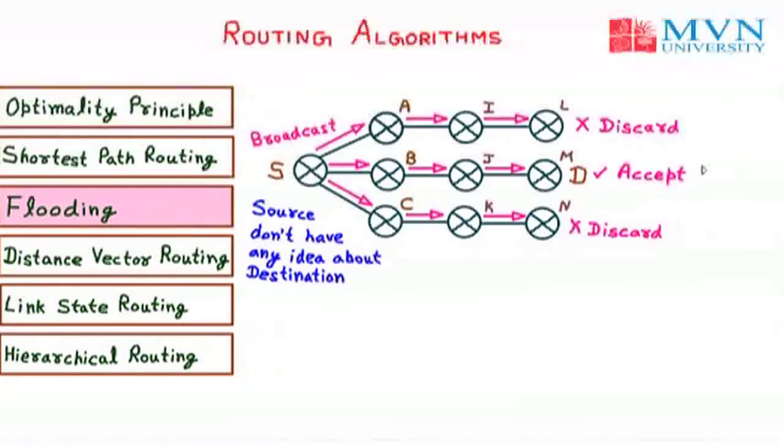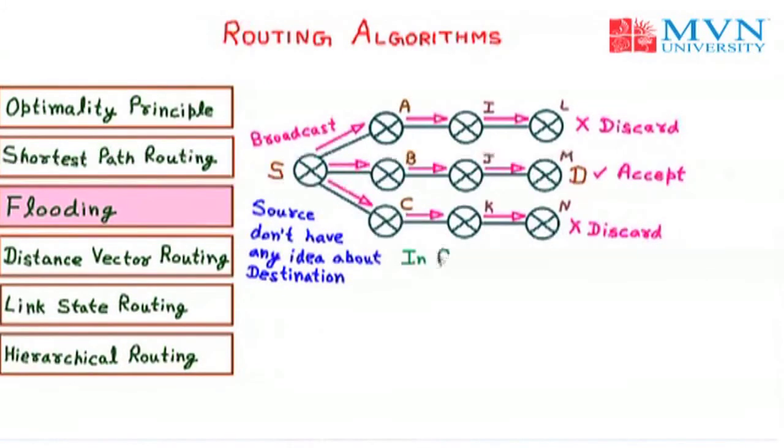That is exactly the same as a flood in the rainy season. That's why we give it the name flooding: rain doesn't have any direction and a flood doesn't have any direction. So the networking term flooding is taken from the flood in the rain. So that is all about flooding.